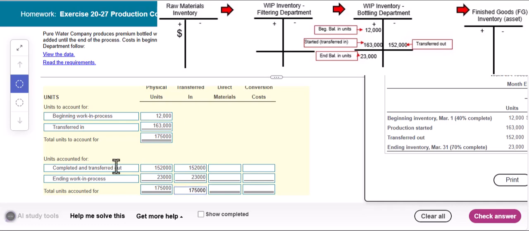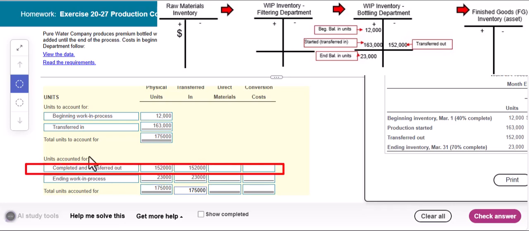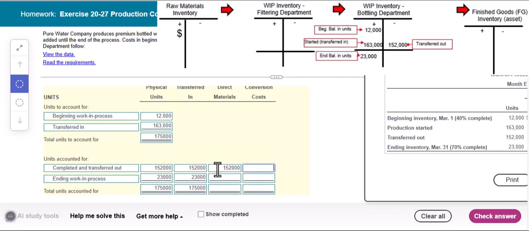175,000. So now let's talk about this 152,000 units that were completed and transferred out. Because they were transferred out, that means they're completed. So that means 100% of their costs are accounted for. So then for direct materials, we're going to have 152,000, and conversion costs 152,000 as well.